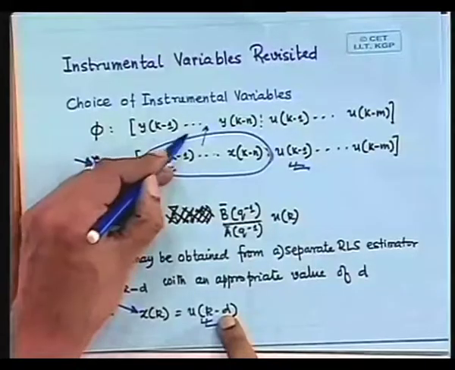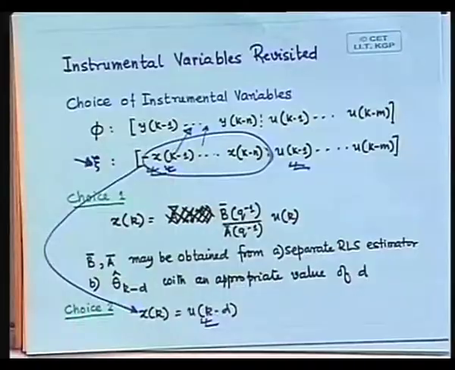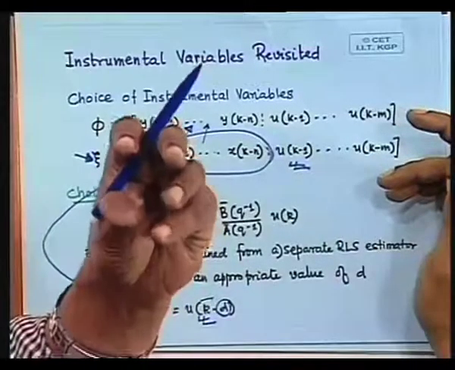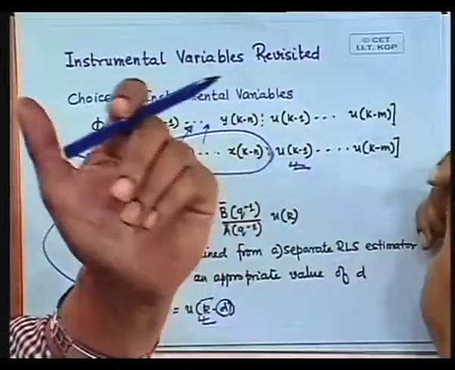But how much will you delay it? What is this d? You want this to be well correlated with y. Suppose your system time constant is 20 seconds. Then y now does have some effect of u at k minus 10, so at least over the last 5 to 10 seconds, the u and the y are going to be correlated. So you choose d typically less than the time constant of the system.